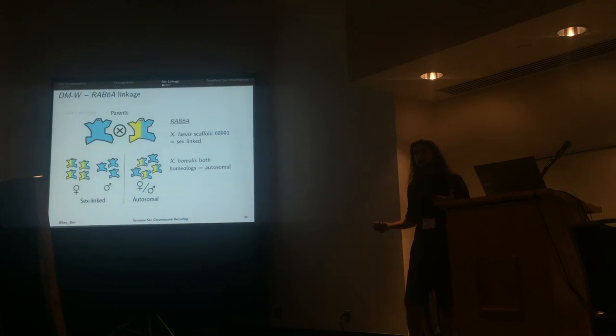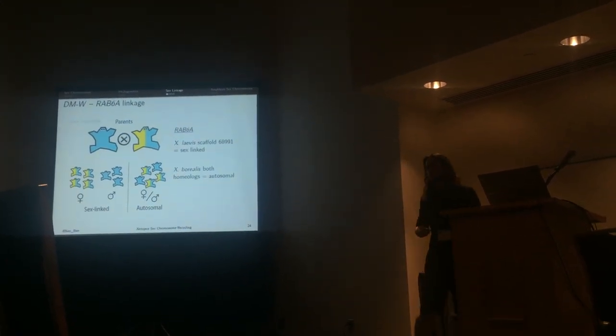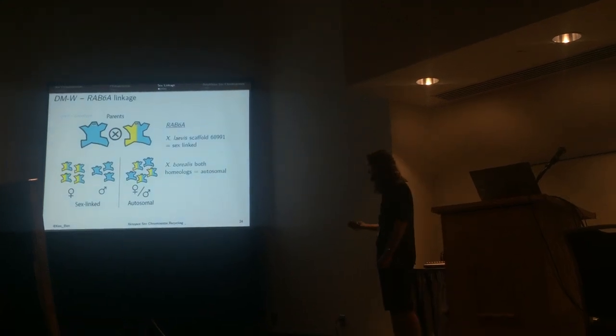RAB6A shows sex linkage, as we would expect. But in Borealis, neither of the homeologs show any sex bias in their inheritance.